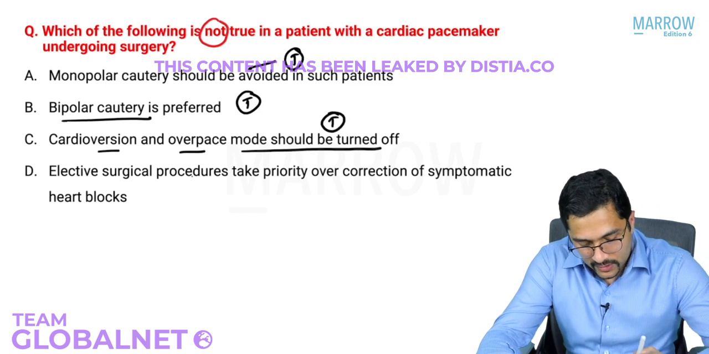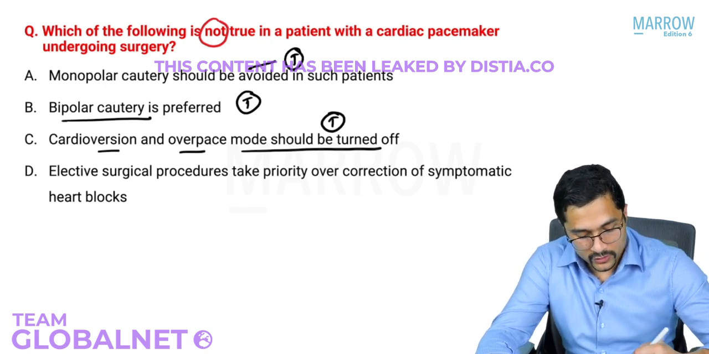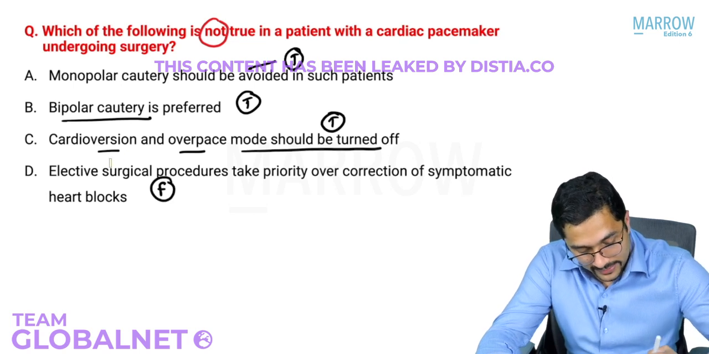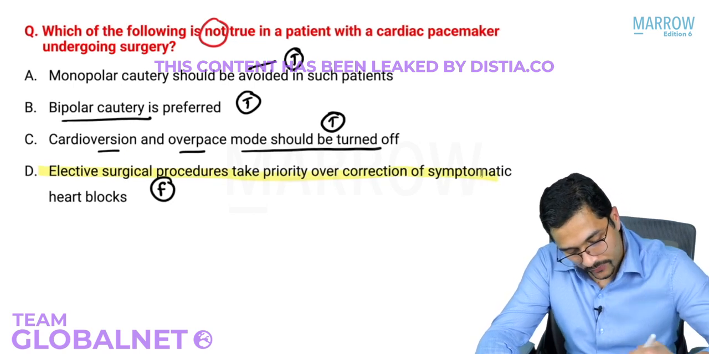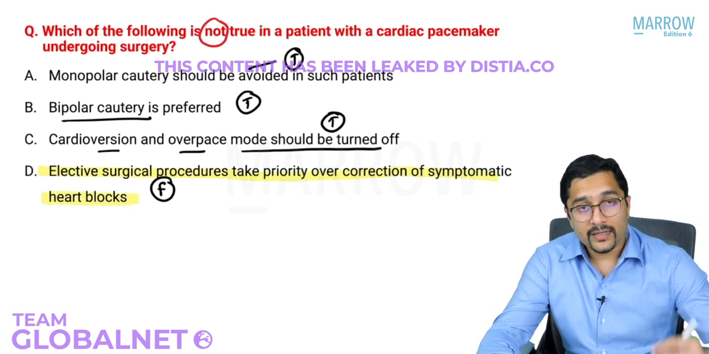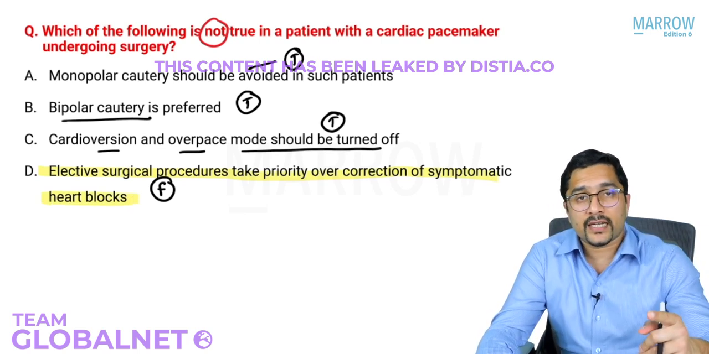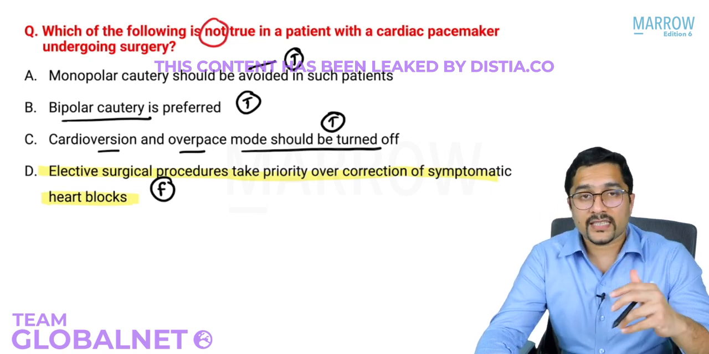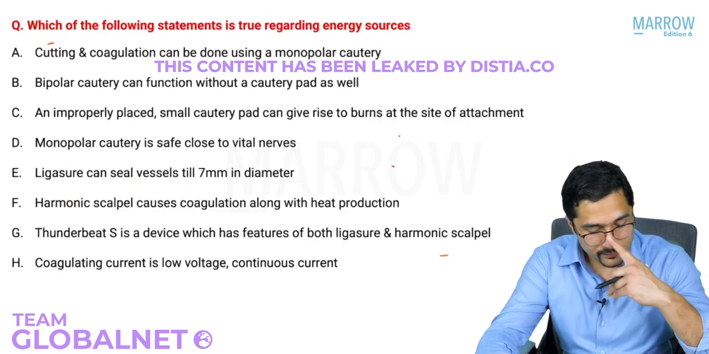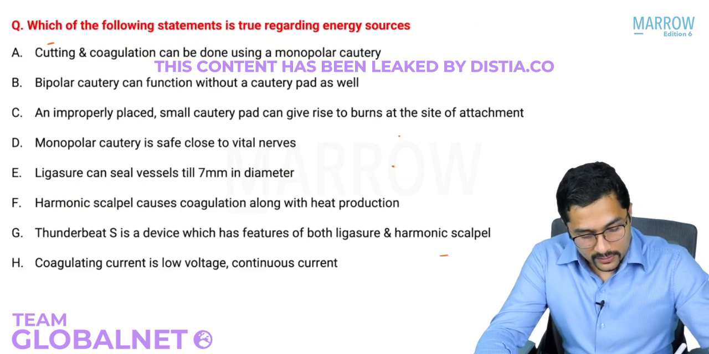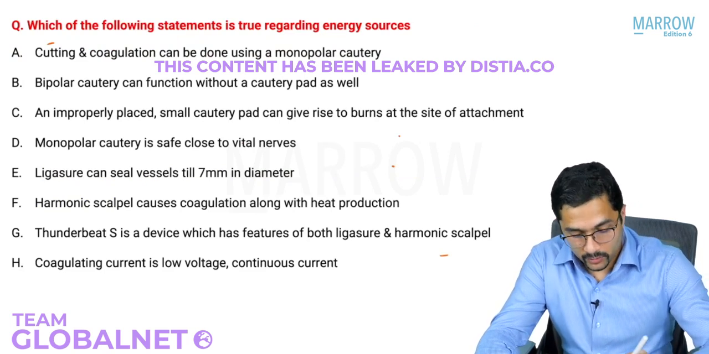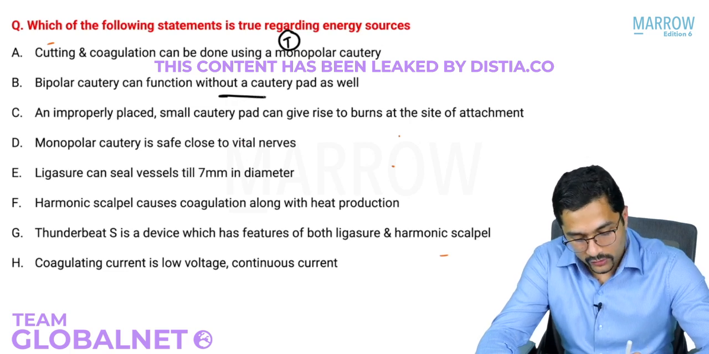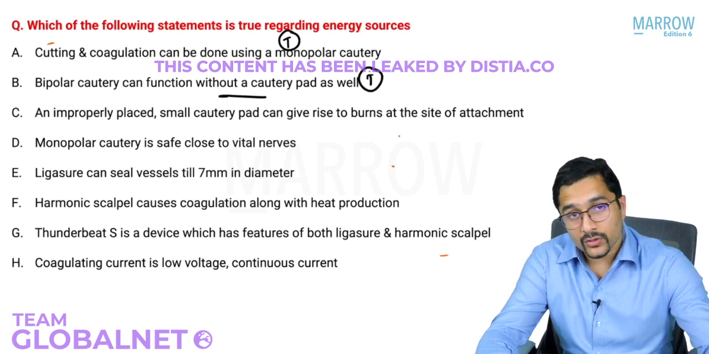And elective surgical procedures take priority over correction of symptomatic heart blocks. This is false. This is a direct line out of Sebastian. You should know that symptomatic heart blocks should first be corrected and then elective surgery should be done. So first correct symptomatic heart blocks. Cutting and coagulation can be done using monopolar cautery. This is true. Bipolar cautery can function without a cautery pad. This we've discussed. This is also true.